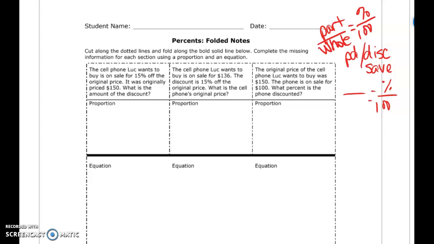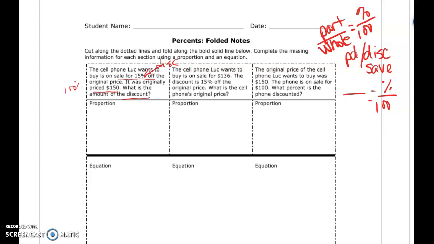The cell phone Luke wants to buy is on sale 15% off. So that is our discount. The original price was originally 150, so that 150 is our 100%. What is the amount of the discount? Here we have our discount and they're asking about the discount, so we're good to go there because they match.